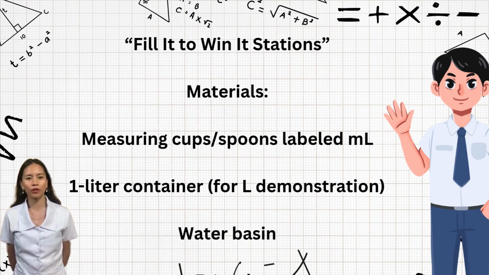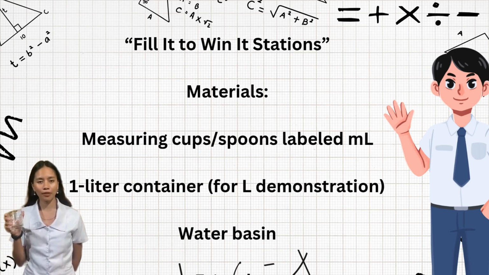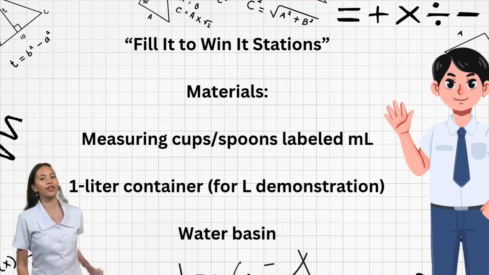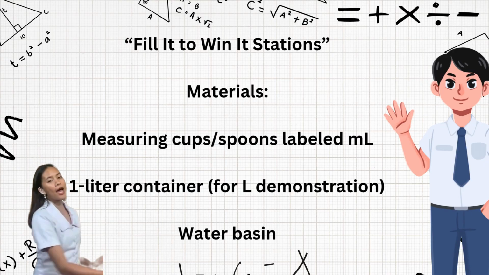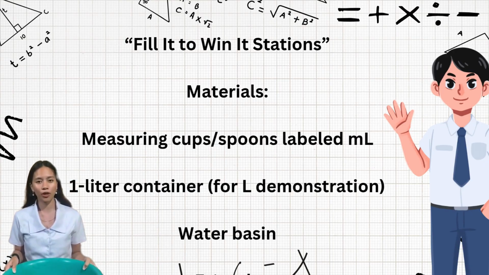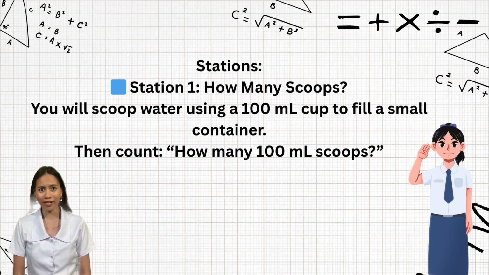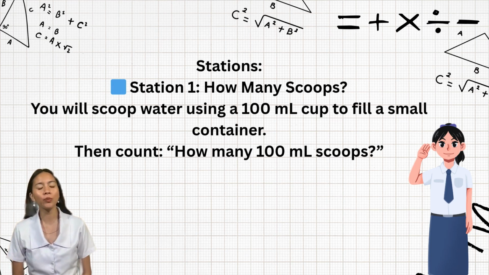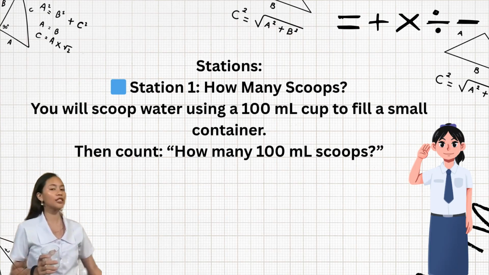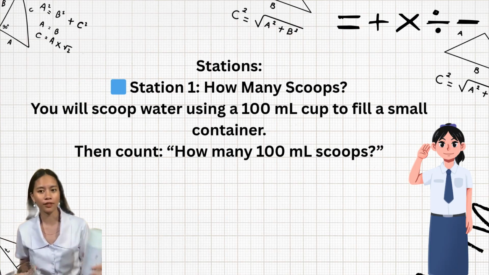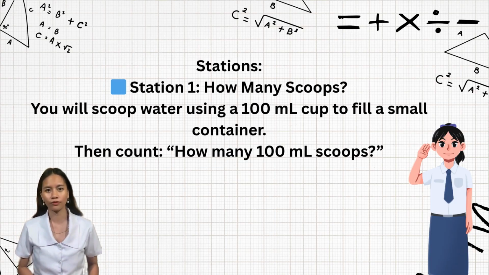Now, let's have a group activity called Fill It to Win It Station. I will be grouping you into 3, and I have here a cup labeled as milliliter, this container labeled as 1 liter, and a basin. For station 1, named How Many Scoops? You will scoop water using a 100 ml cup to fill a small bottle. Then count how many 100 ml scoops.